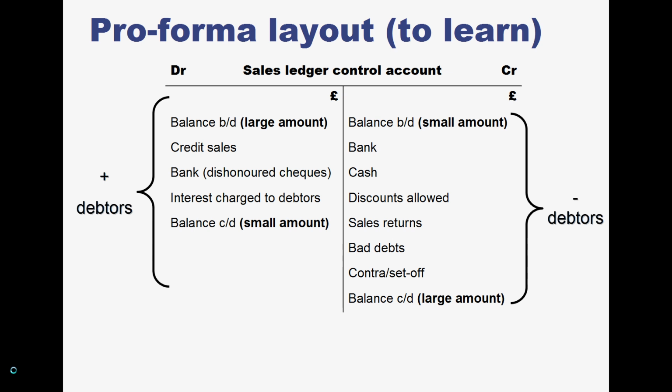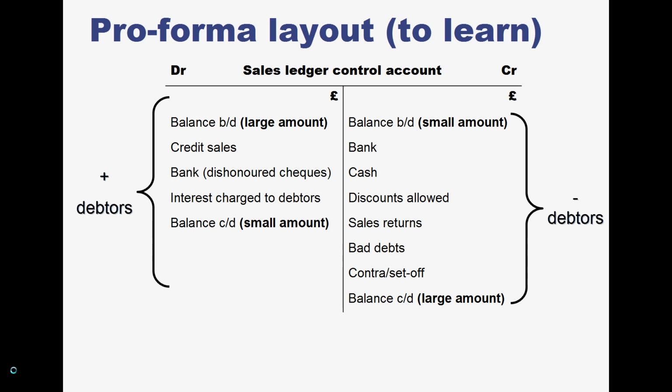That element, balance BD small amount, tends to come up in OCR rather than AQA. So if you're revising AQA and you've never seen it before, I wouldn't read too much into it. It is good accounting to understand, and relevant to real accounting, but if you're cramming or looking for quick revision tips, it's mainly applicable to OCR.